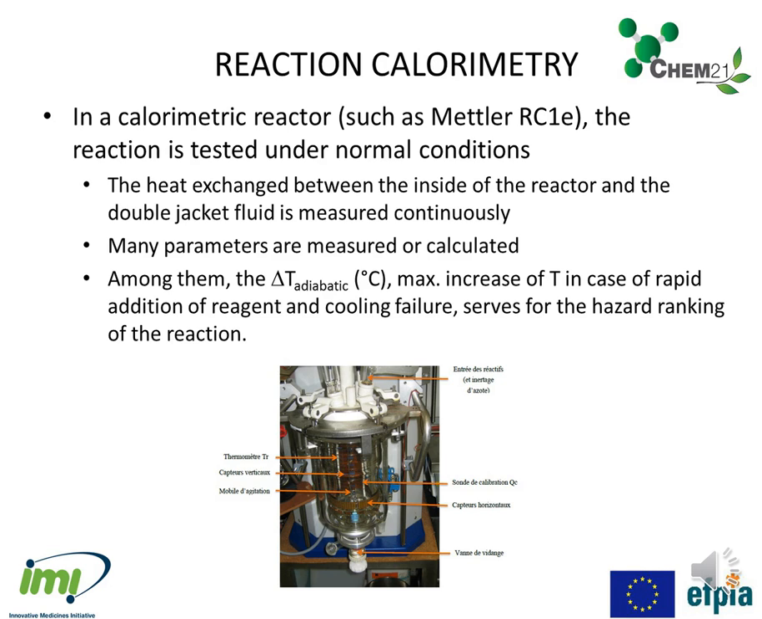In a reaction calorimeter, the reaction is carried out like it will be in the kilolab or pilot plant. The heat exchange between the inside of the reactor and the double jacket fluid is measured continuously. Many parameters are measured or calculated. The most important ones are the maximal heat flow in watt per kilogram, the enthalpy of reaction in kilojoule per mole, and the delta T adiabatic in degrees Celsius, the maximum increase of temperature in case of rapid addition of reagent together with cooling failure.